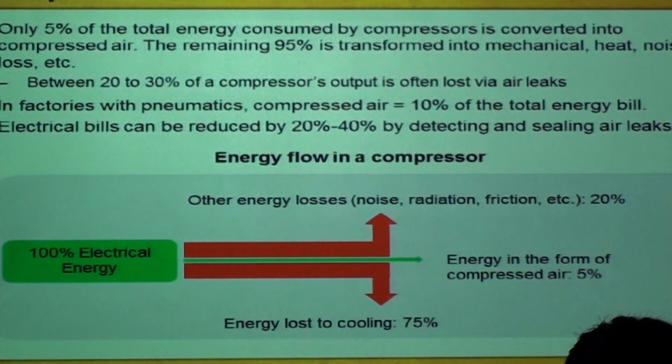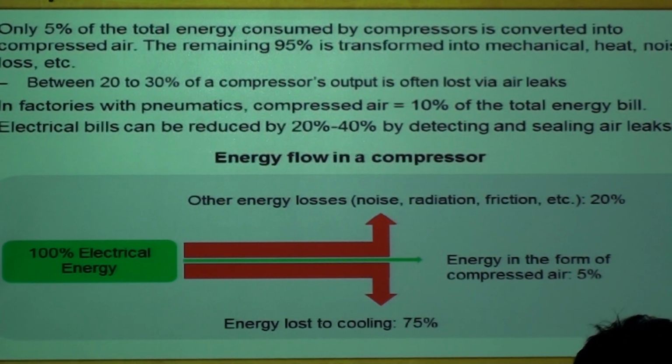So compressed air inefficiencies, very useful information. 5% of the total energy consumed by compressors is actually converted into compressed air. Just 5%. The rest, 95% of energy, is transformed into mechanical, heat, and noise. Right? And that's what you want to see. So between 20 and 30% of the compressor's output is often lost via air leaks. And you want to capture these air leaks because those are expensive.